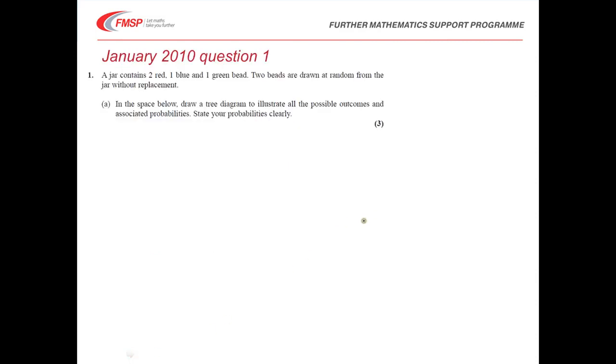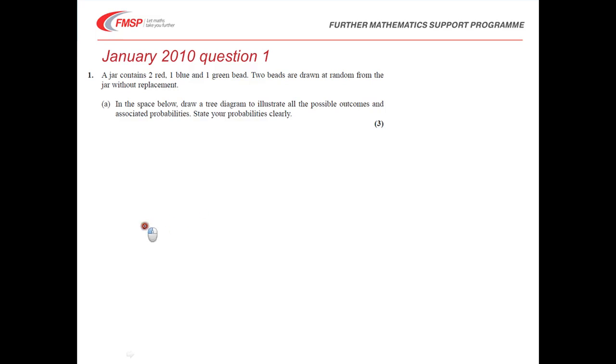So the first question I'd like to look at is one that is quite familiar to many students who have studied GCSE higher tier in particular, and it's asking you to draw a tree diagram to illustrate possible outcomes and their associated probabilities. You're given 3 marks for this. Fundamentally you get 1 mark for getting the correct structure to the tree, and there's something I need to say about this as well, and then 2 marks for getting the correct probabilities associated with them.